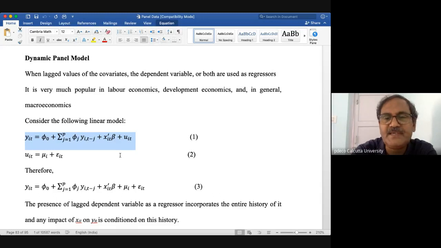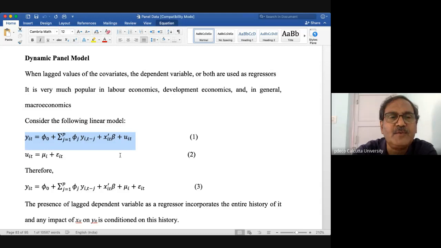So in this specification, as shown in this presentation in equation 1, we are considering Y_it, the dependent variable, follows an AR(p) process, autoregressive of order p. So when p is equal to 1, you have an AR(1) process. So this is the generalized framework of a dynamic model.